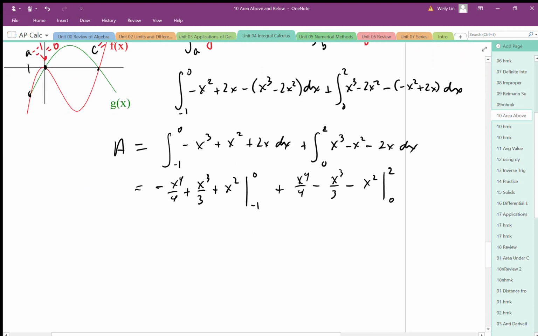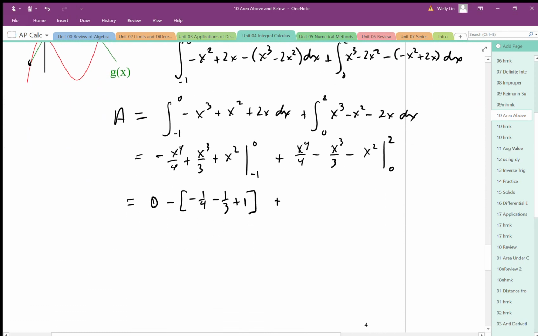The zeros are nice here because I can work these out much more easily. So I'm going to get 0 minus, when I plug in negative 1, negative 1/4 minus 1/3 plus 1. Did I get that right? 0, negative 1/4 minus 1/3 plus x squared. Yeah, that looks right to me.